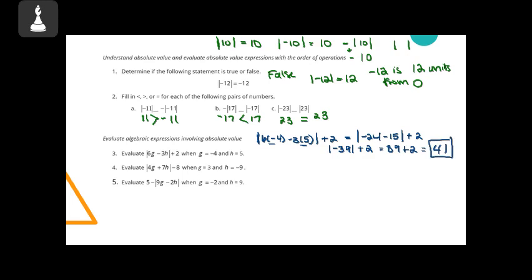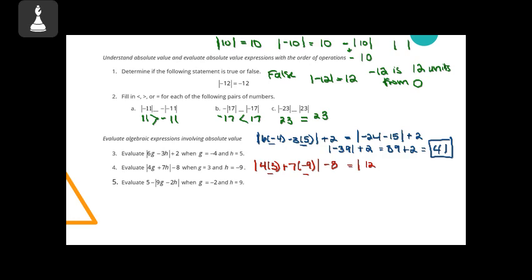Next wants us to do the absolute value of 4g plus 7h, and then subtract 8 when g is 3 and h is negative 9. So 4 times 3 plus 7 times negative 9, and then minus 8 at the end. So again, I'm going to do those multiplication pieces first. So 4 times 3 is 12. 7 times negative 9 is negative 63.